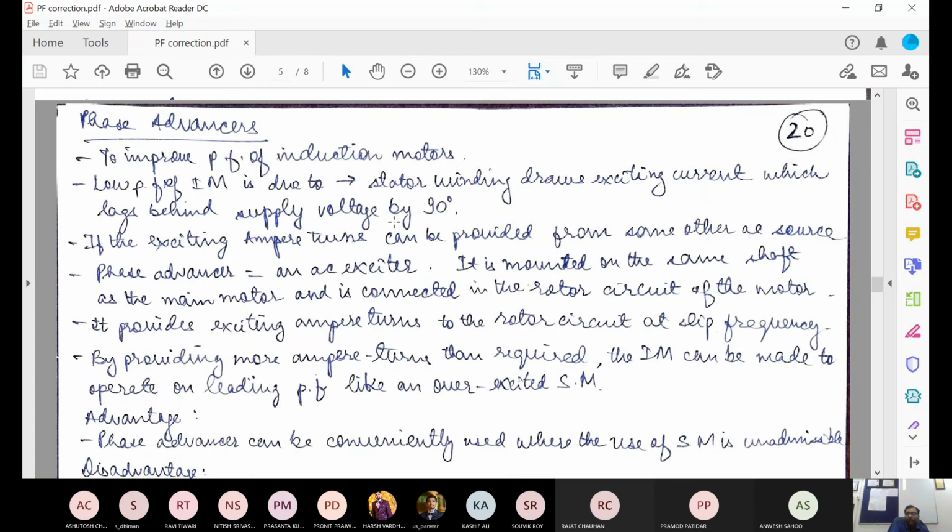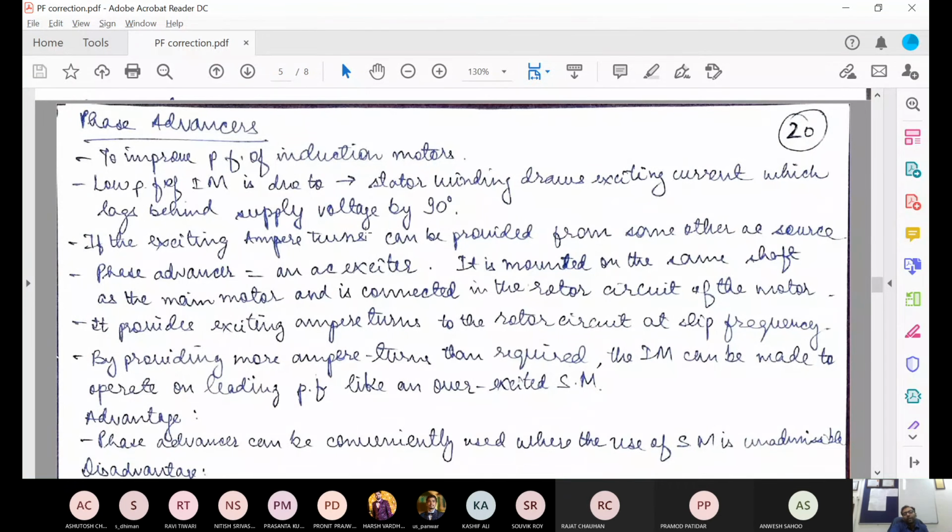So the magnetizing current for setting up the magnetic field in the machine is almost purely inductive, or close to purely inductive. So that's why it has a very poor power factor. The phase difference is almost close to 90 degrees.